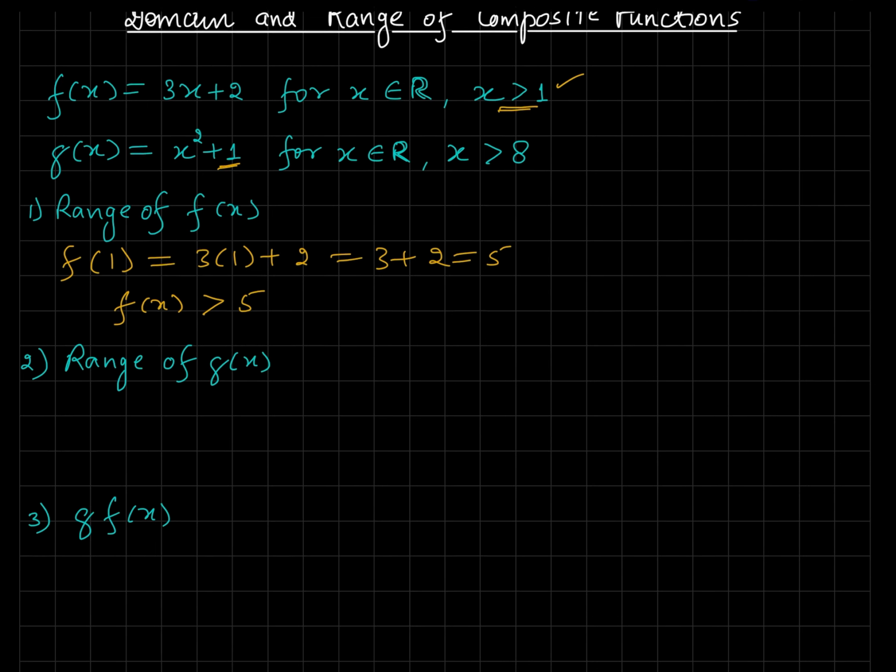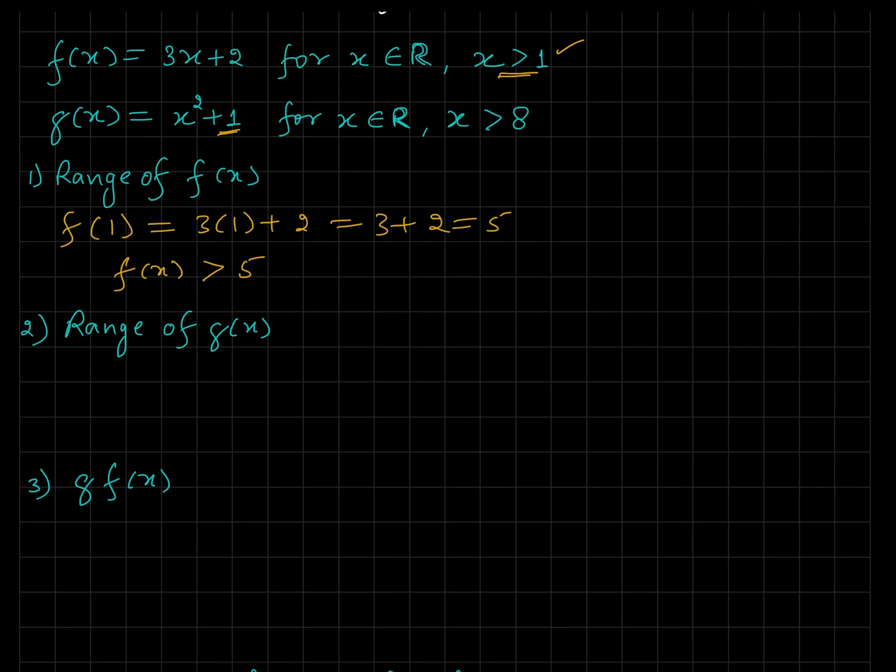Clear? Okay. Next is the range of g(x). Again, same way we will find. The restriction given is what? x is greater than 8. So all the values which are greater than 8 are included. So let us find g(8). This will be the minimum value of our function. So g(8) would be what? It would be 8 squared plus 1, x squared plus 1. So 8 squared plus 1 is 64 plus 1, and that is 65. So it means that all the values of g(x) which are greater than 65 are included. So that is the range of our g(x) function.